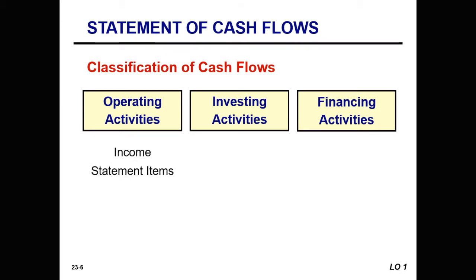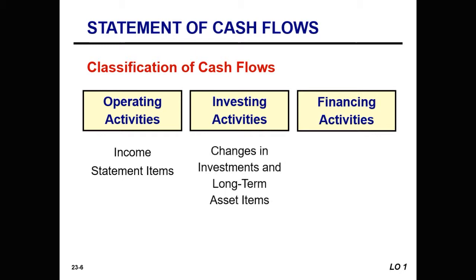Operating activities include all transactions and events that are not investing and financing activities. Operating activities include the cash effects of transactions that enter into the determination of net income, such as cash receipts from sales of goods and services and cash payments to suppliers and employees for acquisitions of inventory and expenses. Operating activities include income determination items.